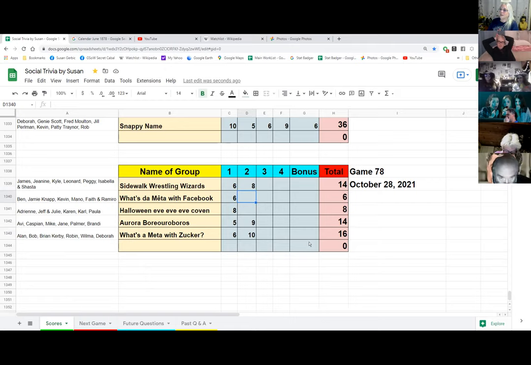What's the meta with Facebook? I got 7. That sounded depressing. Oh, that was the team I was on. That was the team that Kevin was on. All right, so this was the team in the lead. Let's see if they held the lead.